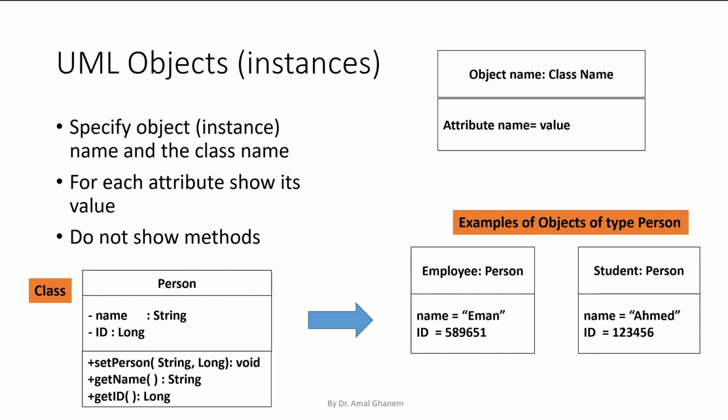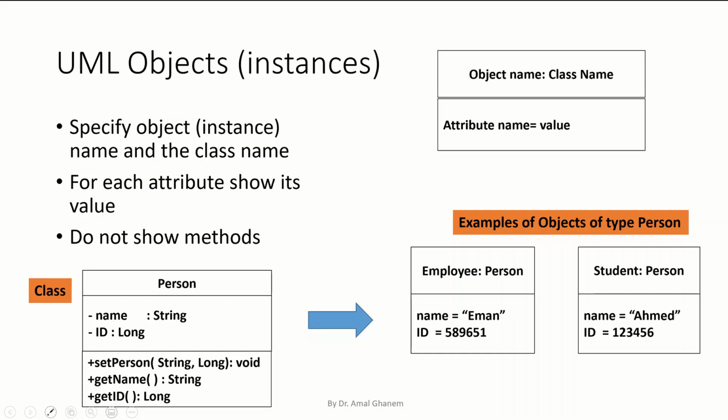Once you have your UML class, then you can specify objects. When you specify instances, when you specify the objects, then you can show that these attributes may have these values. So for example, if I'm having this class, which we just created earlier, person, I have name and ID, both of them are private along with their data type. We have the set and get methods.